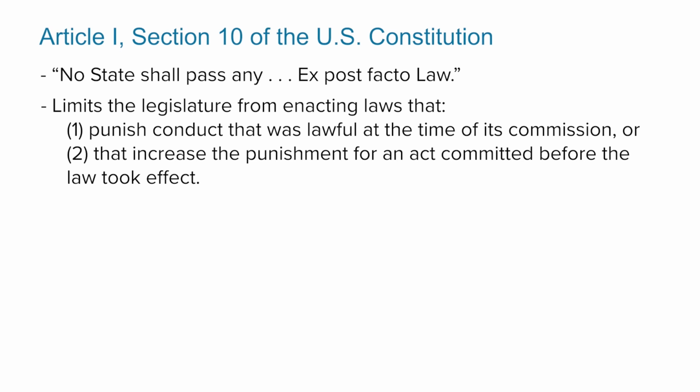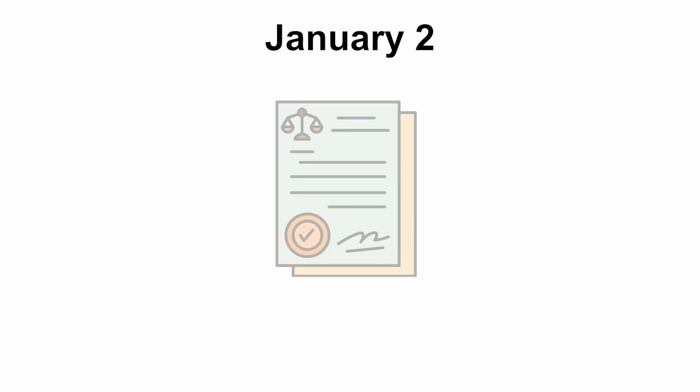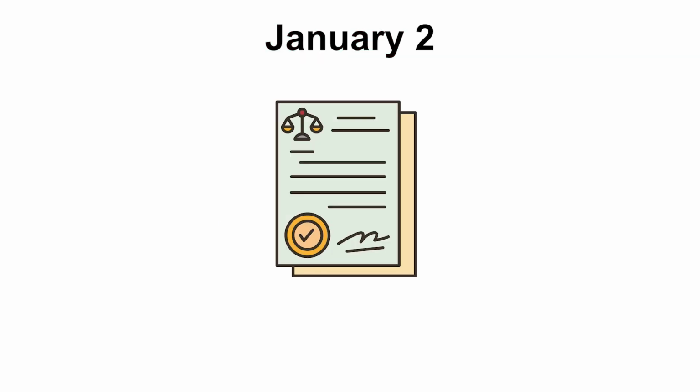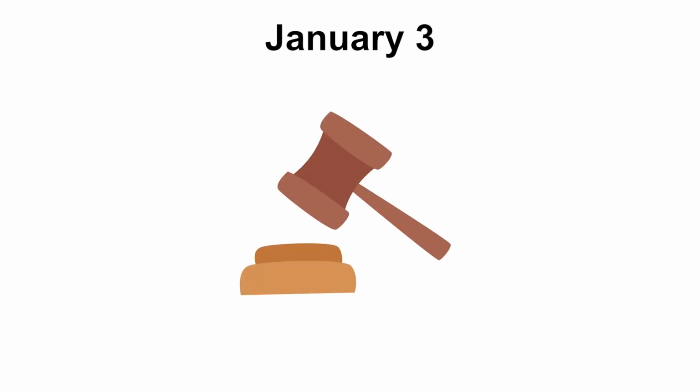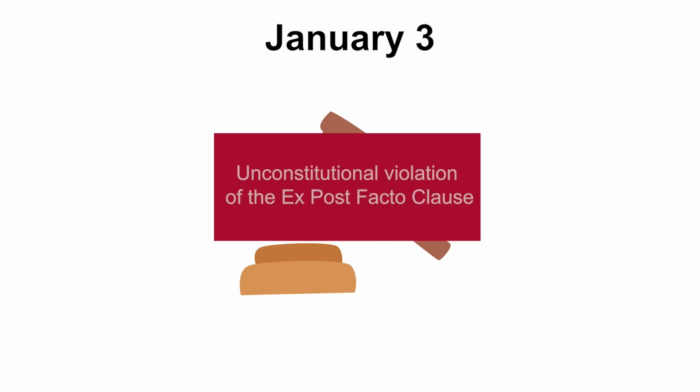Let's consider a couple of illustrations. Keith drinks beer on January 1. On January 2, the legislature criminalizes alcohol. Keith is then convicted on January 3rd for his January 1 conduct. On these facts, Keith's conviction would be an unconstitutional violation of the ex post facto clause.